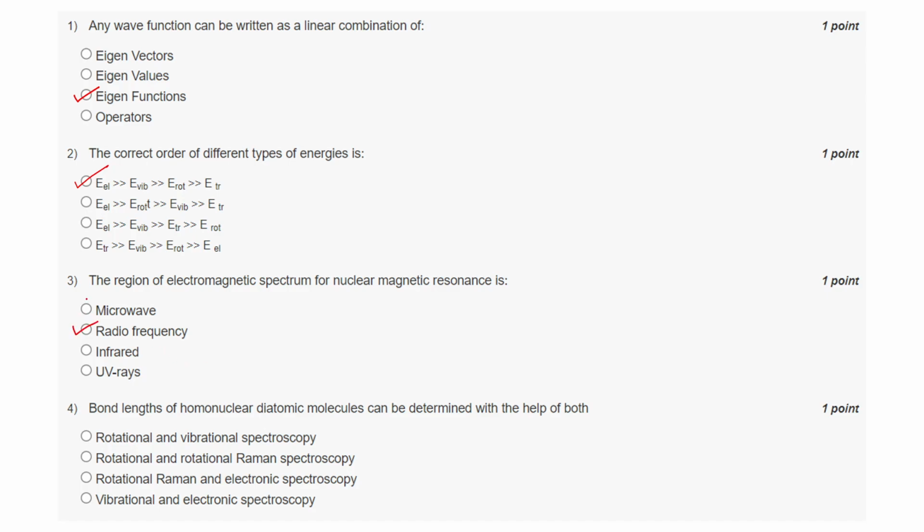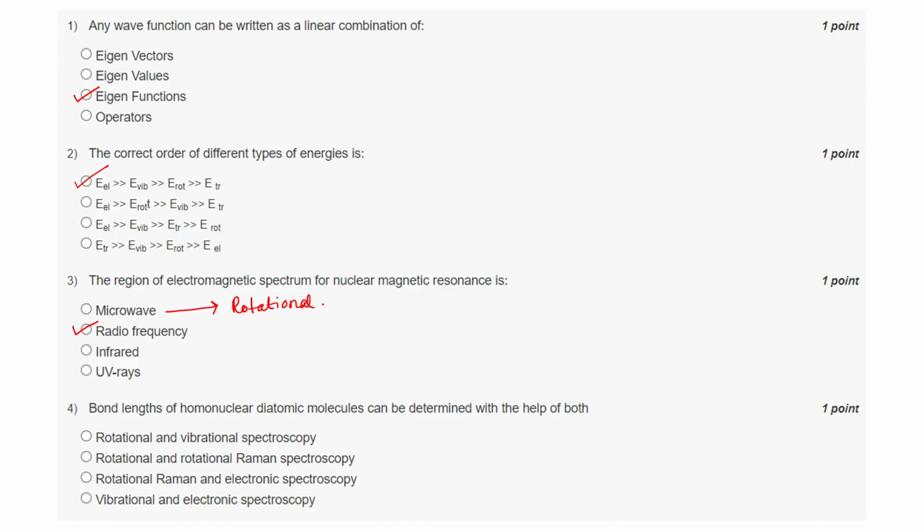And as you have seen from the first diagram I showed you of the electromagnetic spectrum, the radio frequencies have very high wavelength, right? The lambda is very high, and as a result, the energy is very low. And what about the other three? What does the microwave region stand for, or which spectroscopy is done in this region? Microwave is used for rotational spectroscopy.